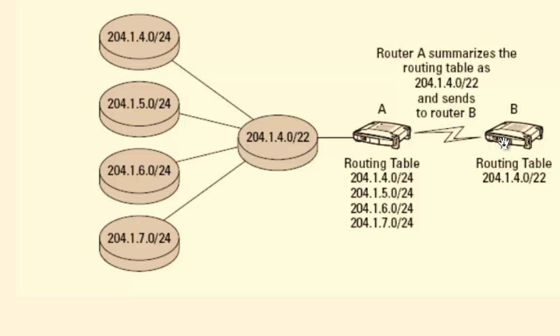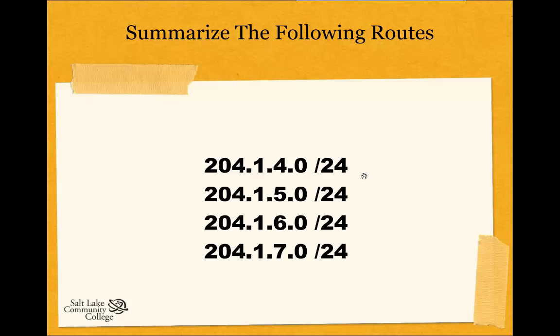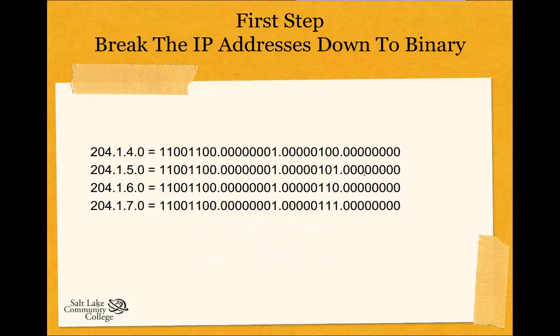So how do we do it? Well, what we're going to do right now is take these 4 network segments and we're going to walk through the steps of summarizing them. As you can see, they've been summarized in this diagram. Well, let's see how we do. They're all default /24 networks, and the first thing we have to do to discover how to summarize these routes is break them into their binary format. Here they are in their binary format.